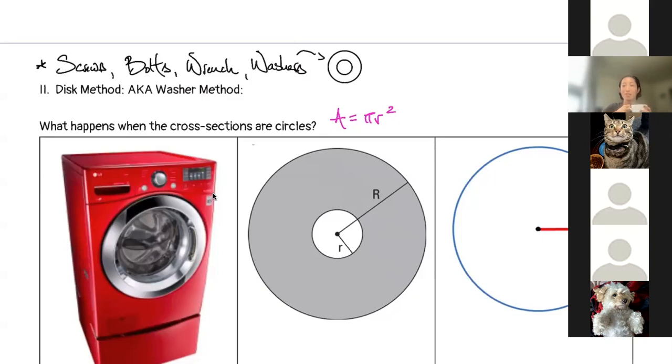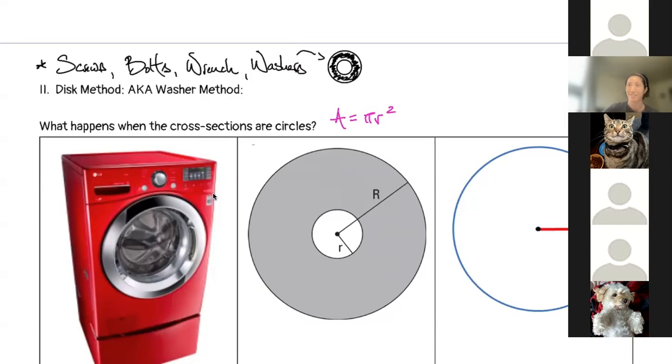Okay, so it looks like a ring, maybe not the kind you wear on your finger, but it is sort of a circle, another circle, and then this is like the solid part. Okay.